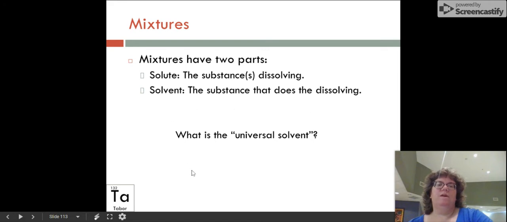Now, what is the universal solvent? There is a liquid called the universal solvent. Try and figure it out. Bring me a little slip of paper with the answer written on it and your name, and I'll give you some extra credit.